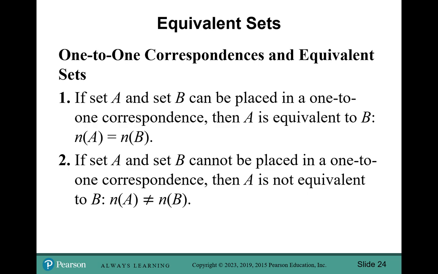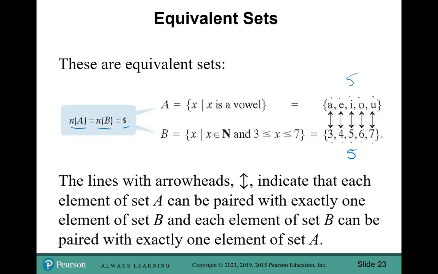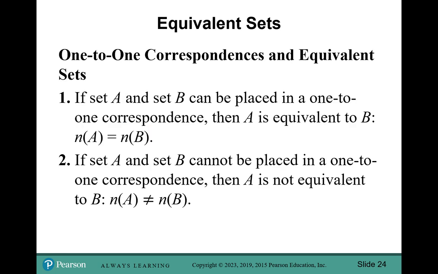If set A and set B can be placed in a one-to-one correspondence, basically just like it is here, where we have one element going to strictly one other element, so 3 goes to A, 4 to E, 5 to I, 6 to O, 7 to U. If we have that direct one-to-one correspondence, then A is equivalent to B. Therefore, meaning the cardinality of A is equal to the cardinality of B. If set A and set B cannot be placed in a one-to-one correspondence, then A is not equivalent to B, in which case the cardinality of A would not be equal to the cardinality of B.